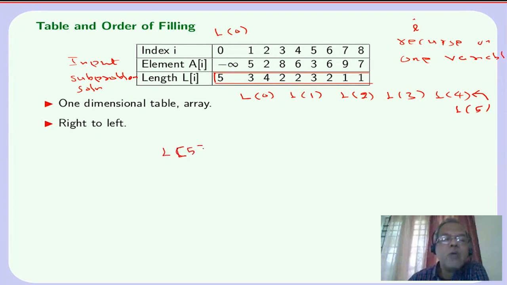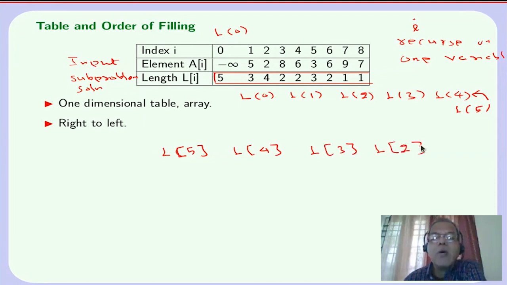Okay. Therefore, if you want to order, we have to order in this way. L at 5 should be solved. L at 4 should be solved. Then L at 3 should be solved. L at 2 should be solved. And finally L at 0. But by this I don't mean L at 2 needs only L at 3. I mean to solve L at 2, whatever smaller subproblems are needed, they are already solved.